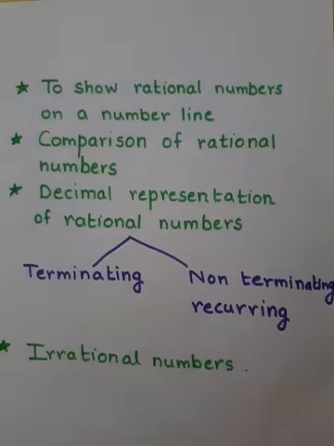So students, in this chapter, we have learned to show rational numbers on a number line, comparison of rational numbers, decimal representation of rational numbers. We saw the decimal representation of a rational number is either terminating or non-terminating recurring. We also saw the numbers on a number line which are not rational are called irrational numbers. We also located a few irrational numbers on a number line.